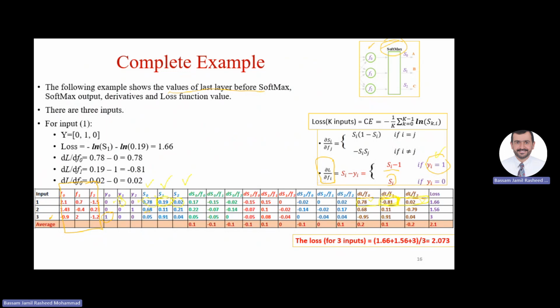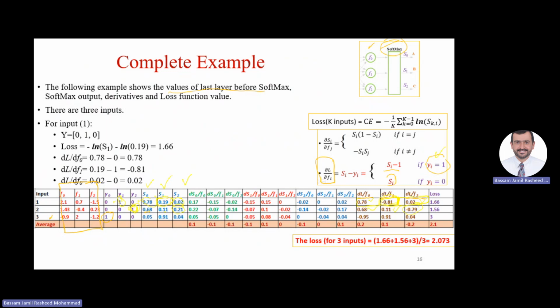Does that make any sense to you? Okay. Now let's take another derivative for the second input here. For the second input, we see that the output is the third one. So I take this value s, 0.21, and subtract it from 1. That gives me minus 0.79. And the rest, 0.68 and 0.11, drop down as they are, for delta L over delta F.